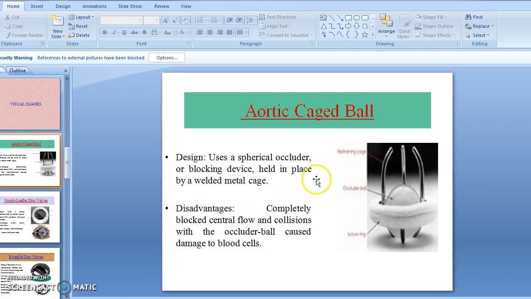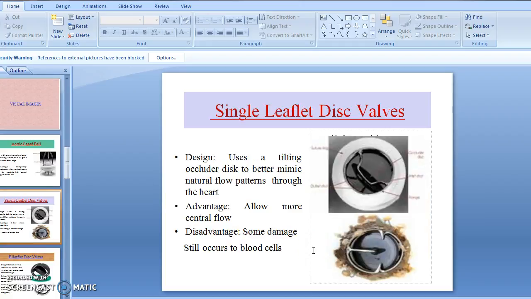The first will be the aortic caged wall, and the main design is it uses the spherical occluder or a blocking device that can be seen here, held in place by a welded metal cage. And the major drawback of this type of wall is it completely blocks central flow, with collisions that mainly cause damage to the blood cells.